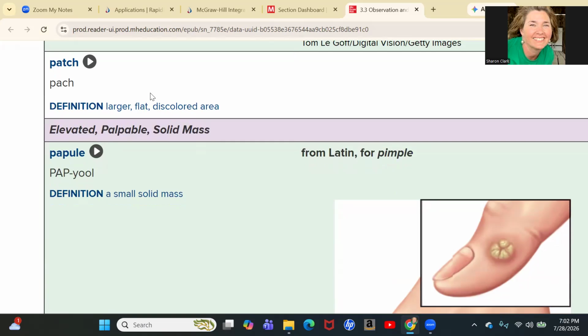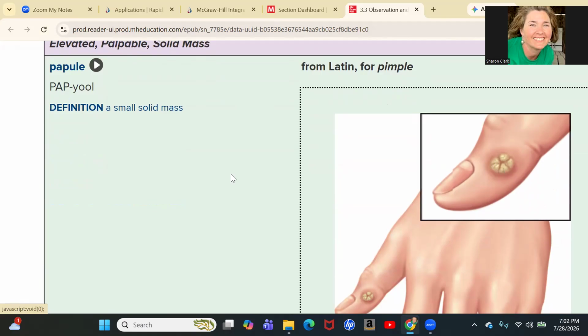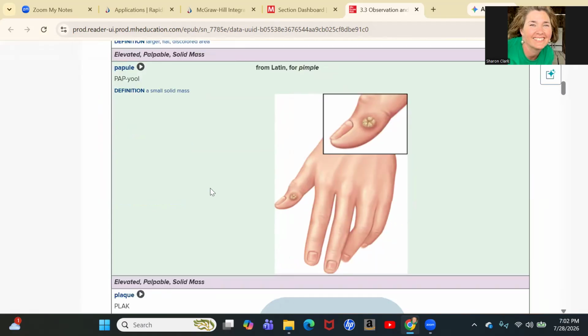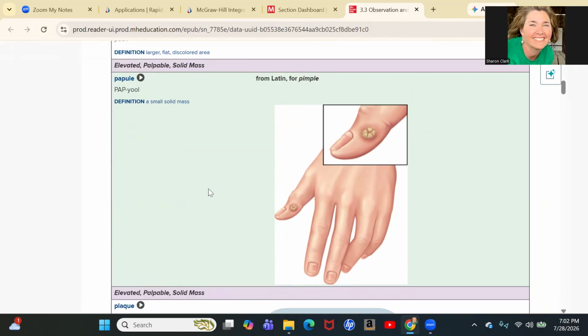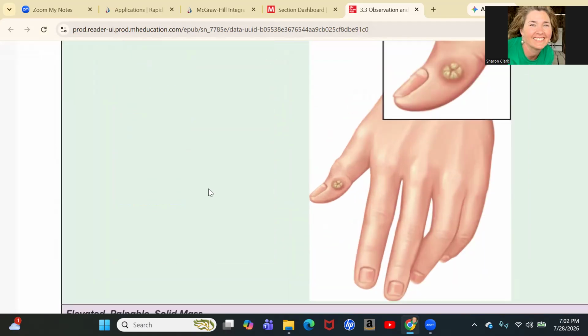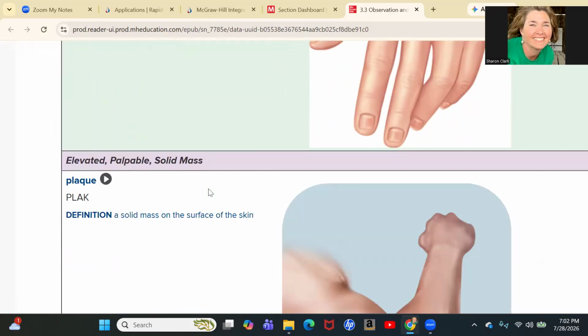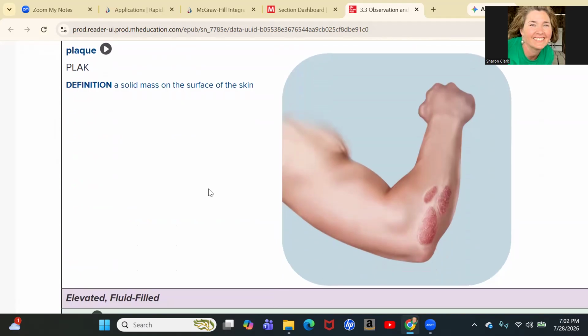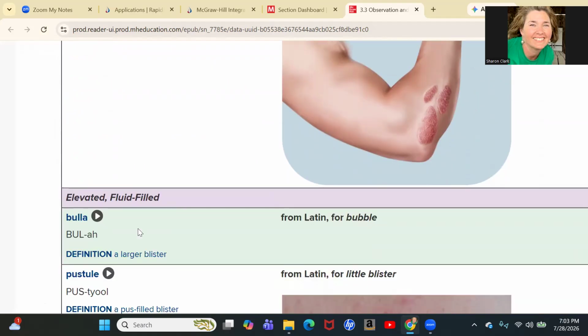Patches are large, flat, discolored areas. A papule is a small, solid mass. There again, what's the cause of that papule? It can vary. We're worried mainly here with just describing what is being seen. A small, solid mass, can be flat, can be rounded. A plaque, as you see here, is a solid mass on the surface of the skin.